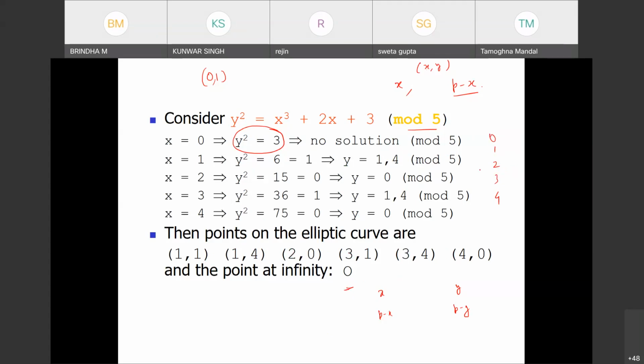But out of 25, only 7 points are there because of quadratic residues modulo 5. 3 is not a QR modulo 5, so y doesn't exist. That's why quadratic residues are also involved here. Is that clear? So these are the points.